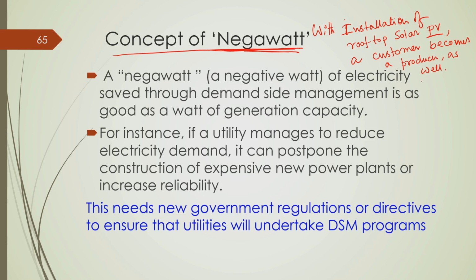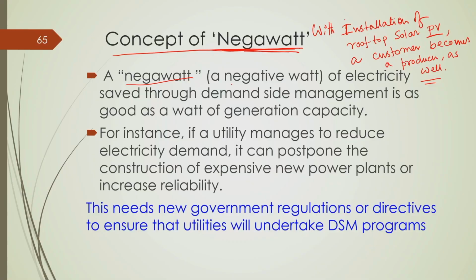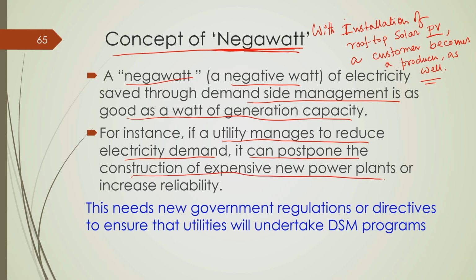Okay. And thereby it can have a capacity to sell the energy to the utility. So, negawatt is basically a negative watt of electricity saved through demand side management, as good as a watt of generation capacity. For instance, if a utility manages to reduce electricity demand, it can postpone the construction of expensive new power plants or increase reliability.